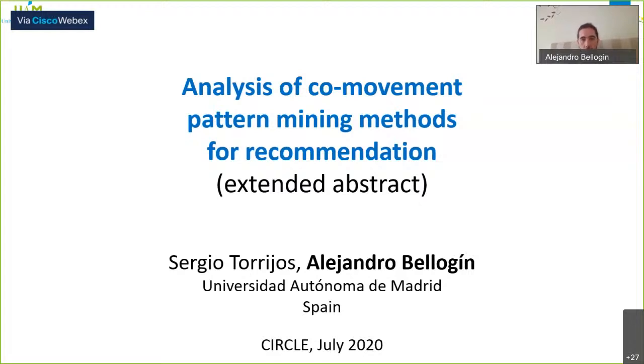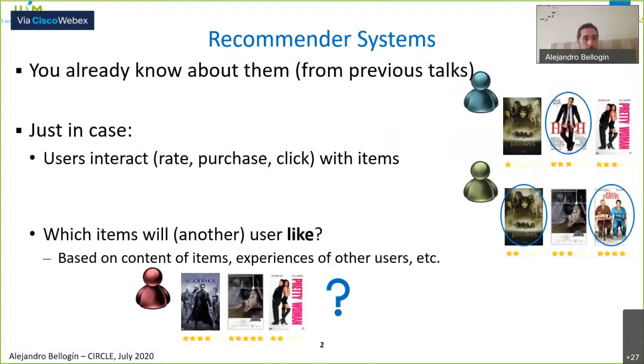I'm not going to talk about recommender systems. You already know about them from the previous talks, but just the basics. So we have users. In our case, we don't have ratings, so I'm going to present it in the general way that the users interact with items. And the goal is to predict which items a user will like based on the previous experiences, the content of the items, and so on.